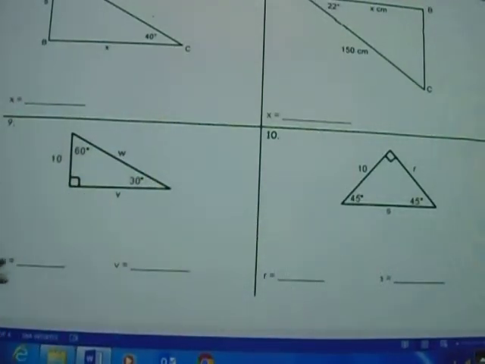All right, let's go to the next page. I'm going to skip 11 and go to 12. Actually, I'm going to skip 12 as well and just go to 13. 12 is very similar to what we did at the beginning. So I think you guys can do that.